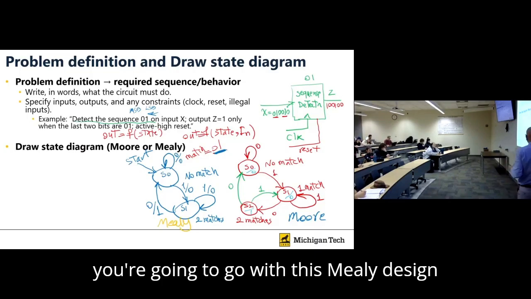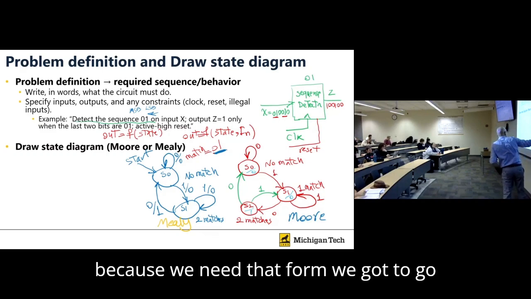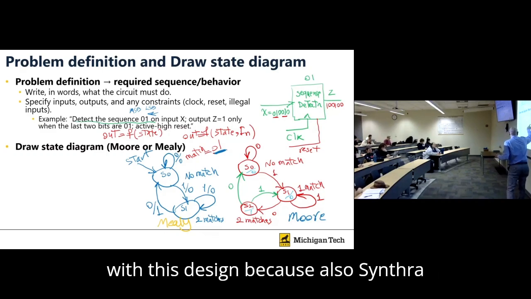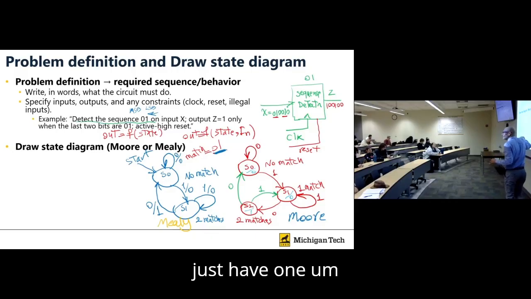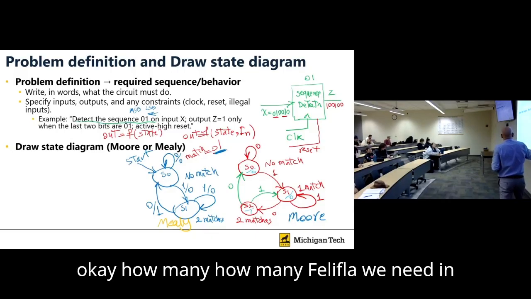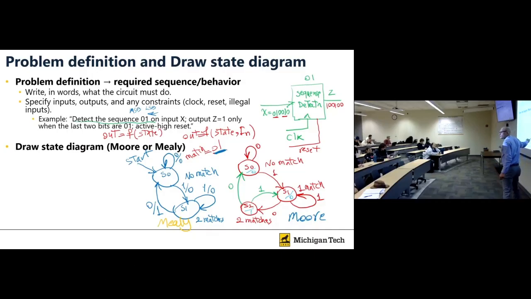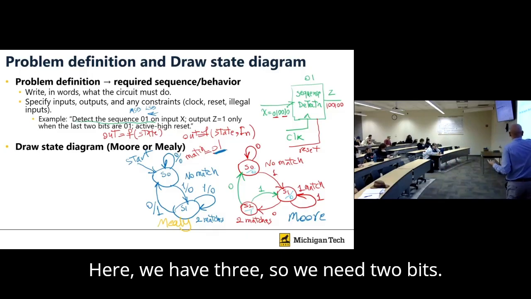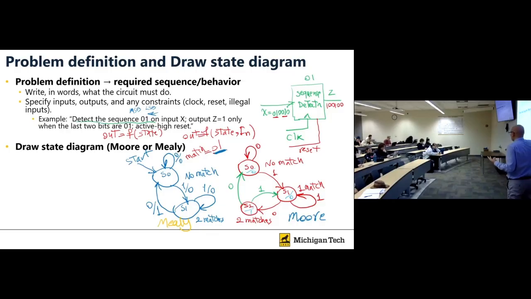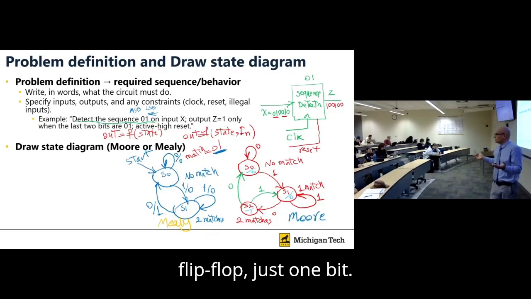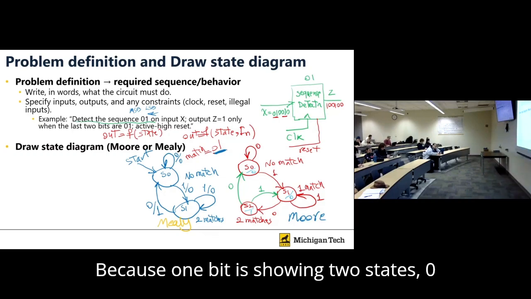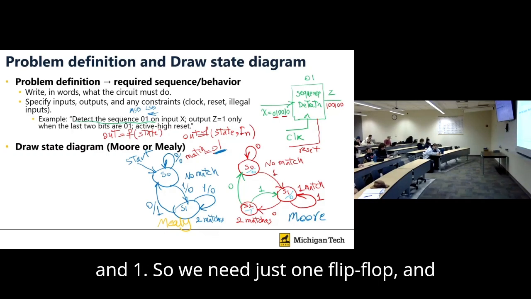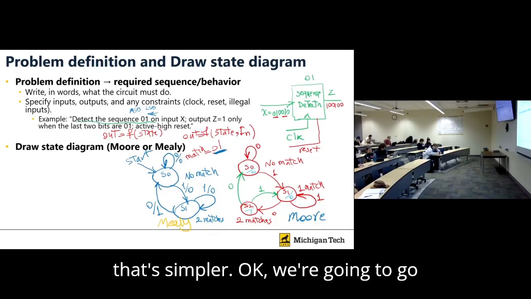We're going to go with this Mealy design because we did that before. We're going to go with this design because it's also simpler. Just have one. Okay, how many flip-flops do we need in this? We have 2 states. With 1 bit, we can have 2 states. Here we have 3, so we need 2 bits. But in that case, we just need 1 flip-flop, just 1 bit. Because 1 bit shows 2 states, 0 and 1. So we need just 1 flip-flop, and that's simpler. Okay, we're going to go with this.